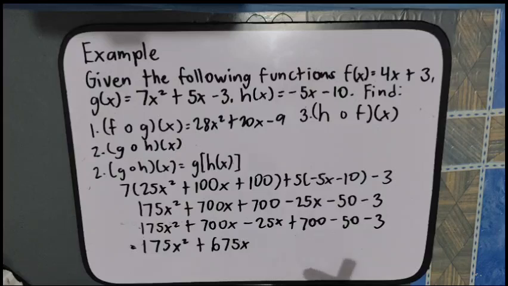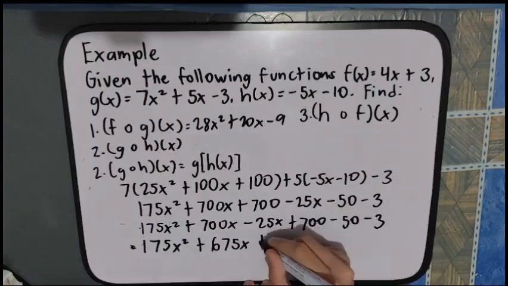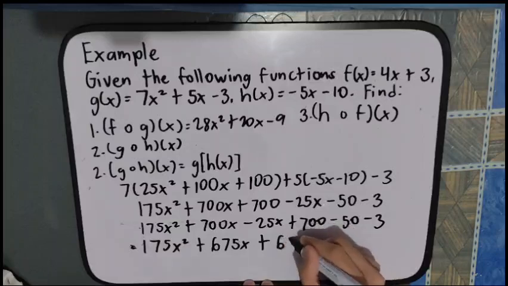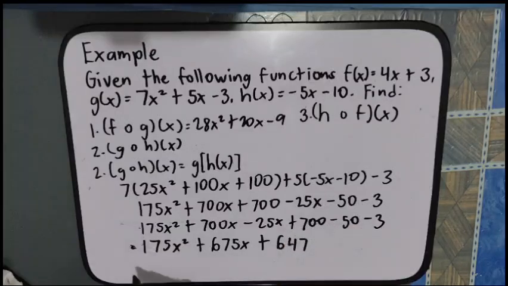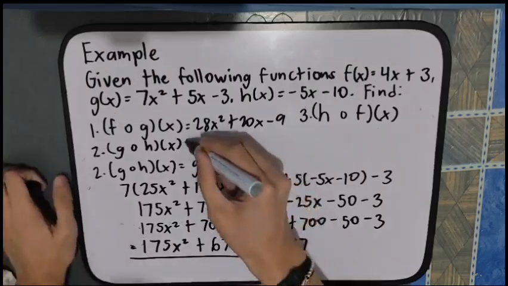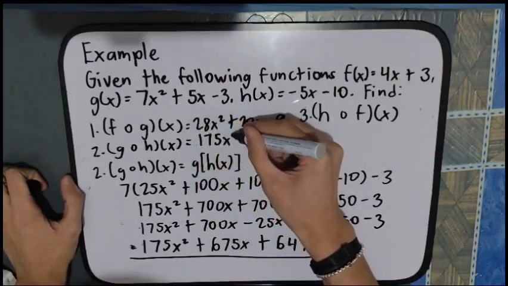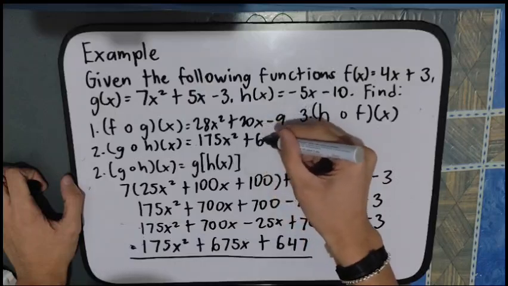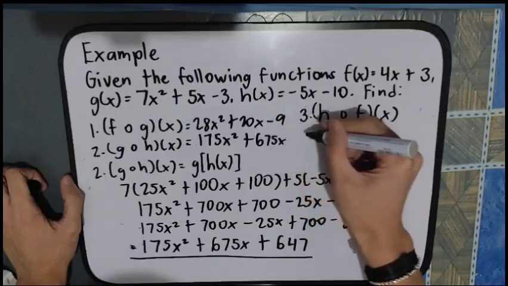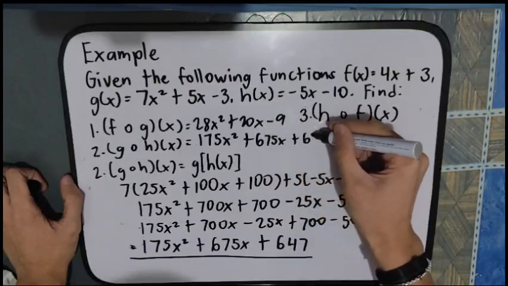We're going to combine it with negative 50 and negative 3. So 700 plus negative 50 plus negative 3, we have the answer of positive 647. And this will be our answer for example number 2: 175x squared plus 675x plus 647.